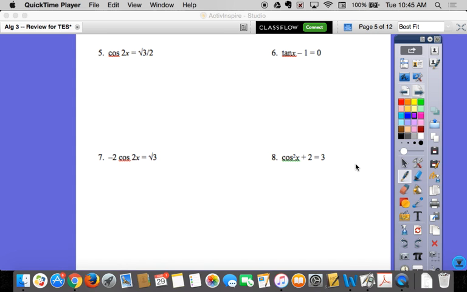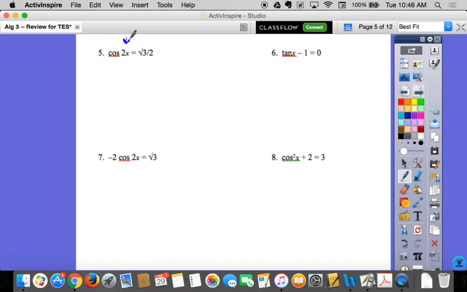Okay, we're going to pick it up where we left off last time and work some more of these equations. Now, on number 5, right here, this is a double angle equation. You cannot go through and divide through by that 2. That 2 is trapped because he's part of the angle. So don't think you can come in here and divide by 2. Not yet. You have to get rid of the cosine part.